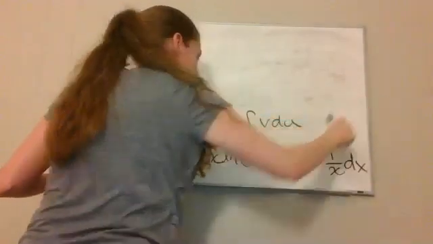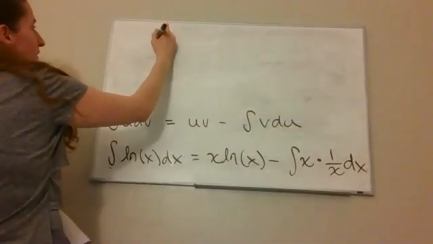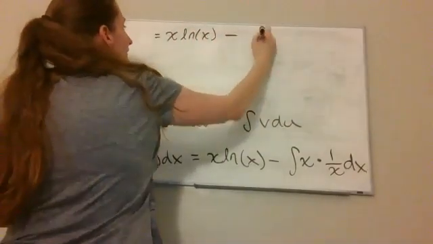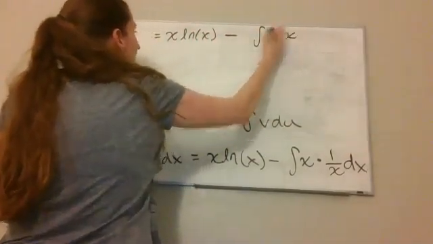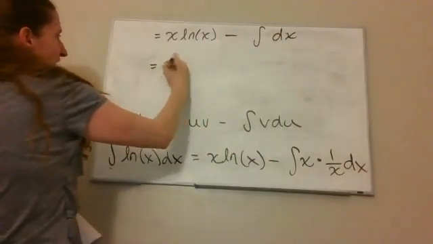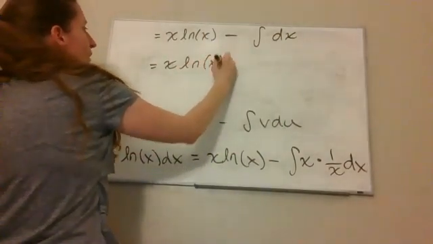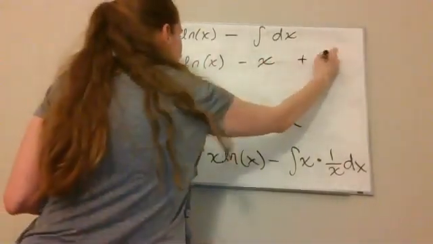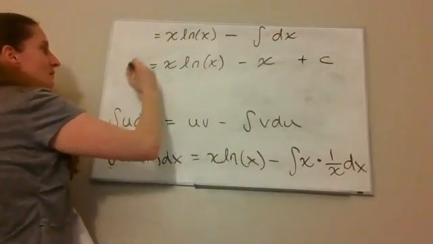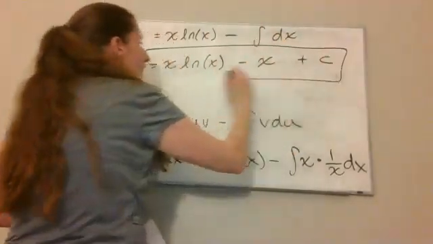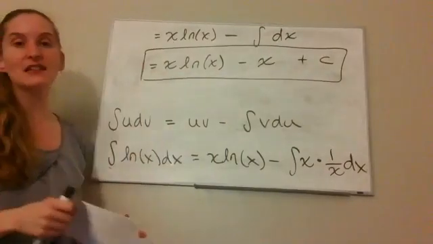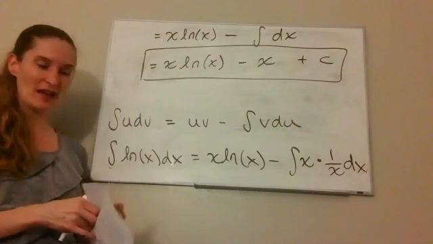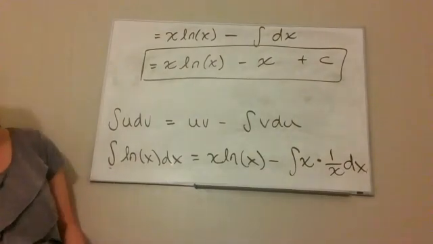So let me rewrite that a little simplified. We have x times the natural log of x minus the integral of 1 dx. Then the antiderivative of just the integral of 1 dx will get me an x. And then don't forget your plus c. And that is going to be the antiderivative of the natural log of x. Not something you probably would have guessed just using your Calc 1 skills.